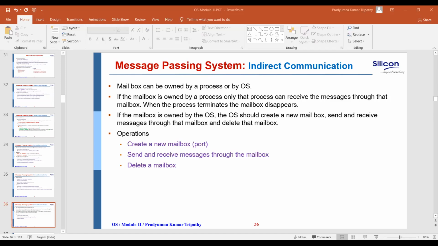So what are the operations that can be done? One is creating the mailbox, sending and receiving messages through the mailbox, and deleting the mailbox. A mailbox is just like a post box being kept. We create a mailbox, send and receive, all transmission will occur, then once it is over, we will delete it. So it is a logical one. Correct?